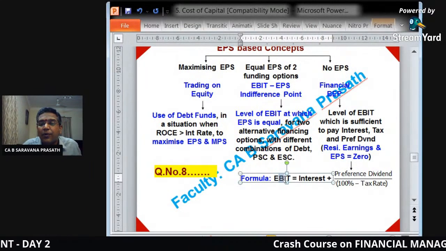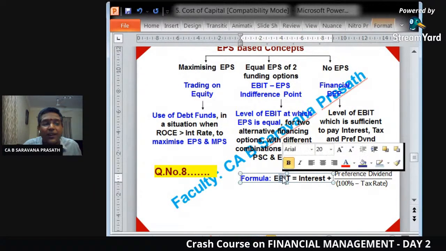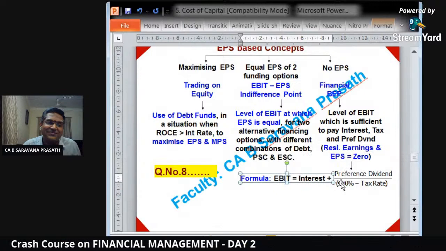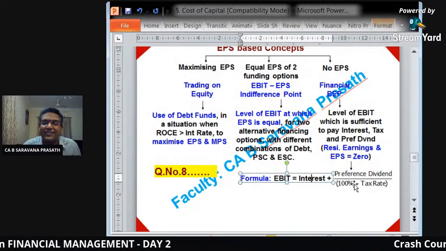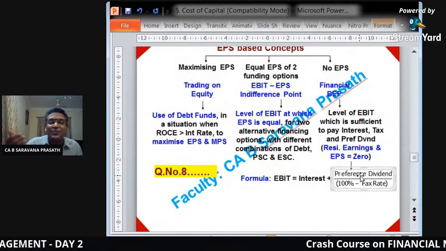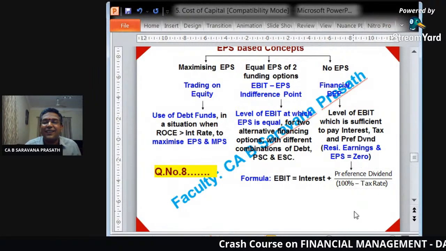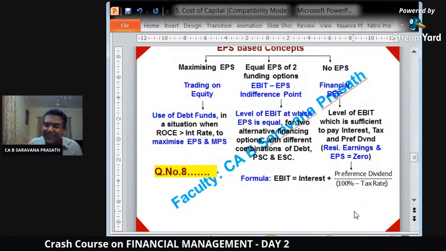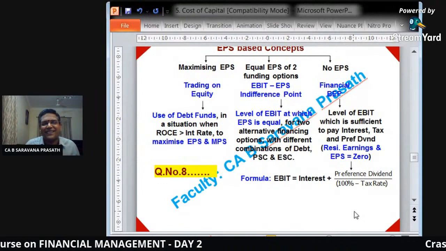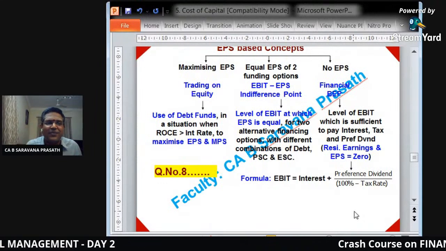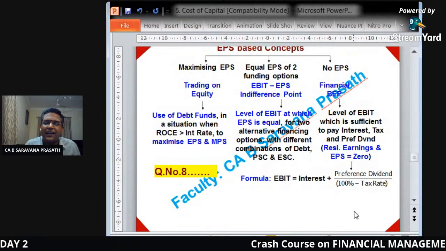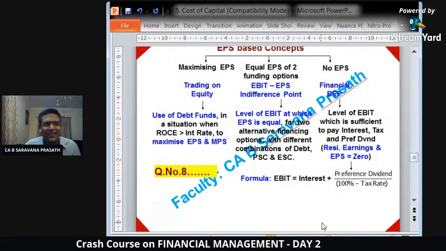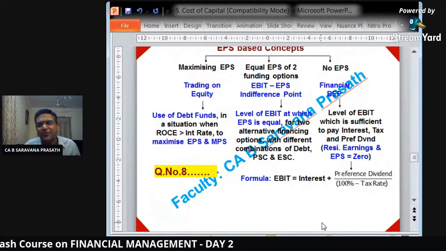EBIT, earnings before interest and tax. Interest is already before tax. Preference dividend is actually lying after tax. Therefore, we will have to gross it up and bring it above. That is why we say divided by 100% minus tax rate. So please remember the formula very carefully, and we will learn how to apply the formula in question number 8. Just go through the formula exactly.